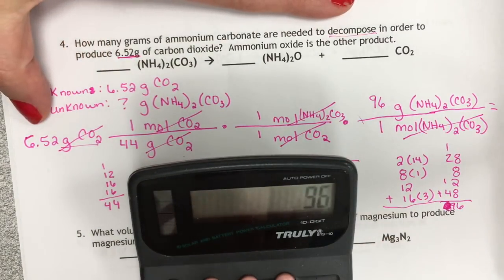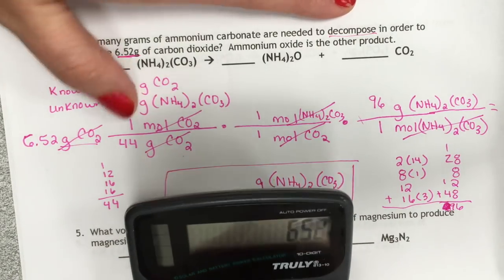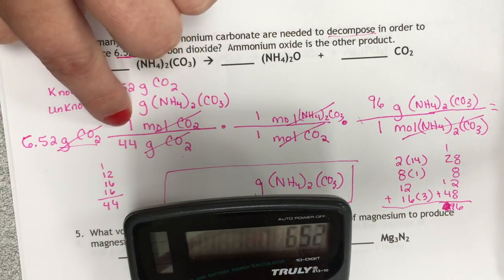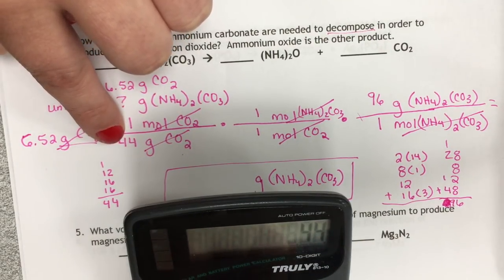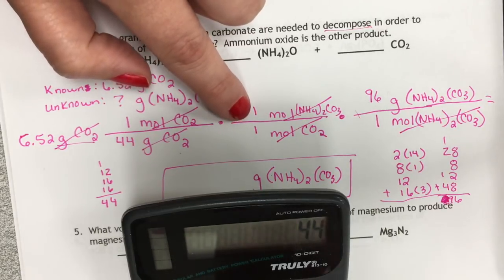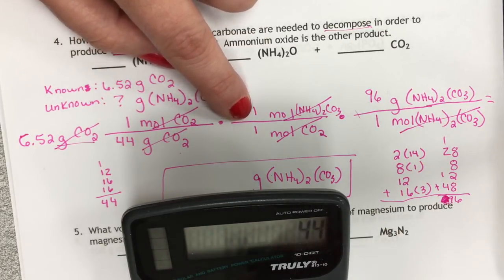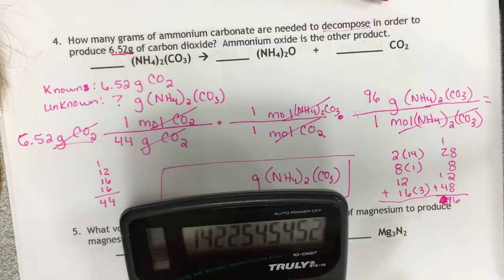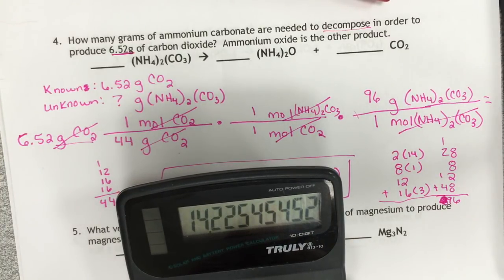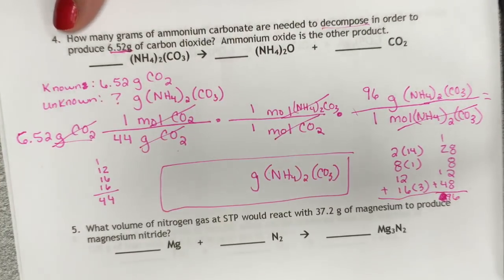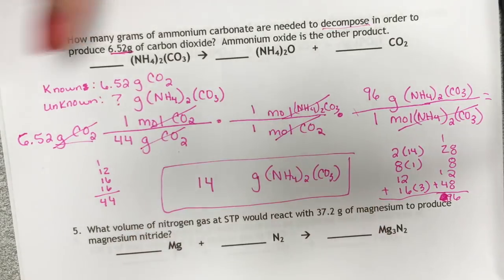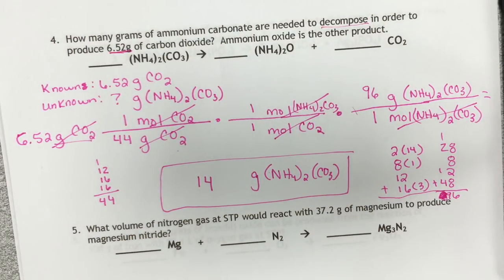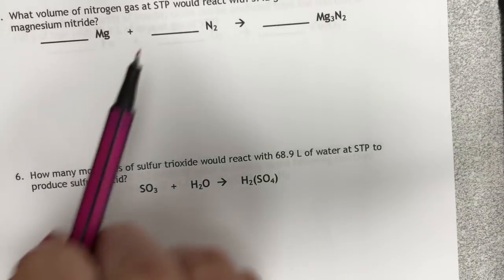All you have to do is take 6.52. We ignore the 1, so we just divide by 44. Ignore that because it's just 1 times 1 or 1 divided by 1. Then we need to multiply by 96, and the 1 we don't really need to do anything with. So our answer is 14.23. I'm going to go ahead and just write 14 grams. That's it. Moving on.